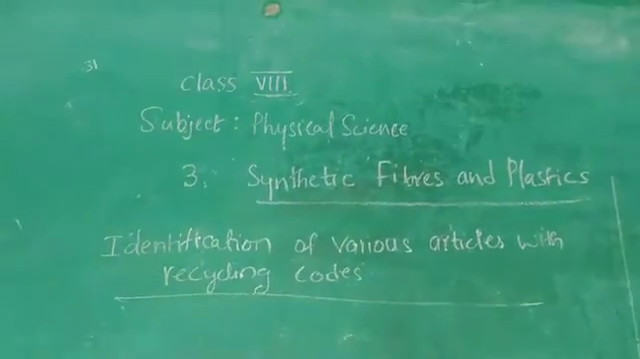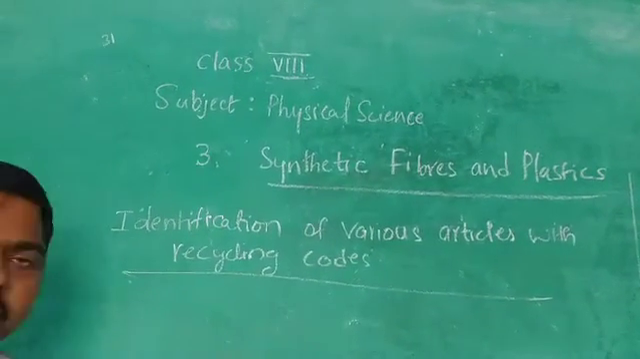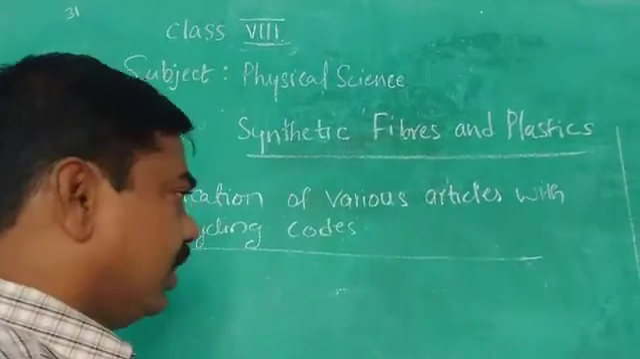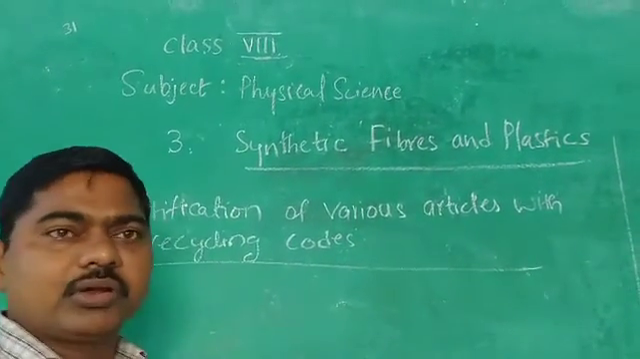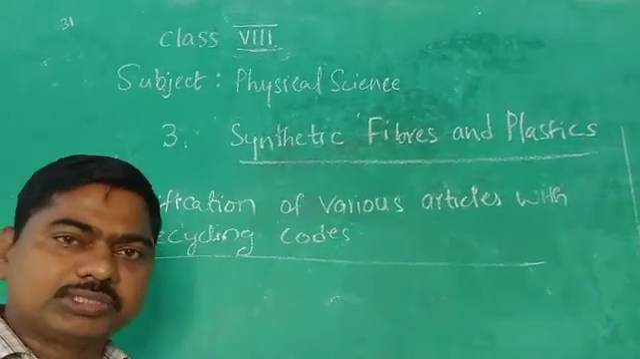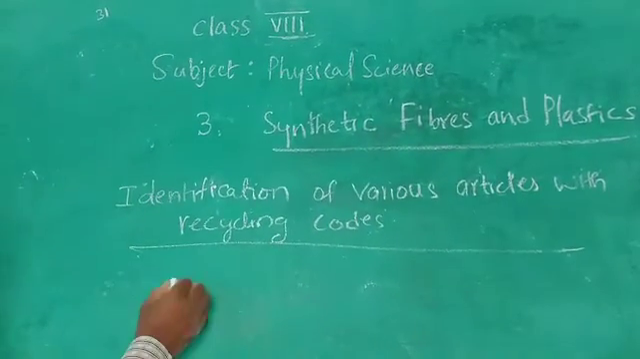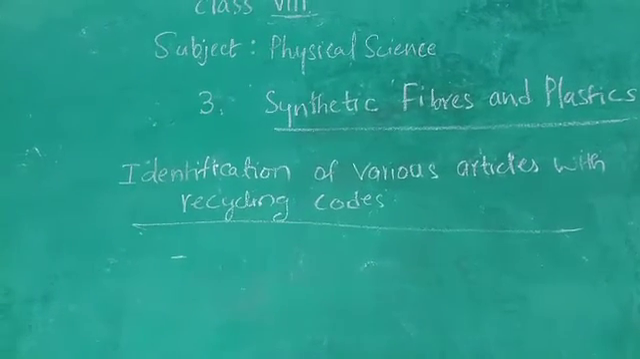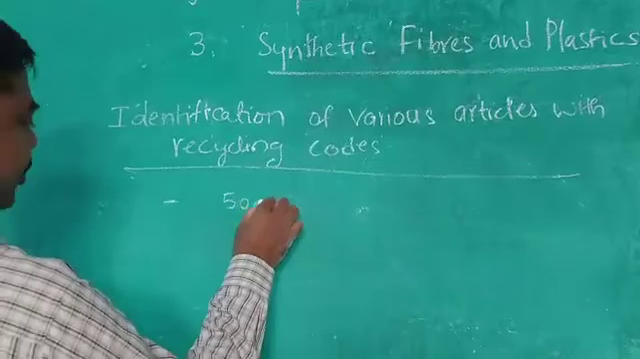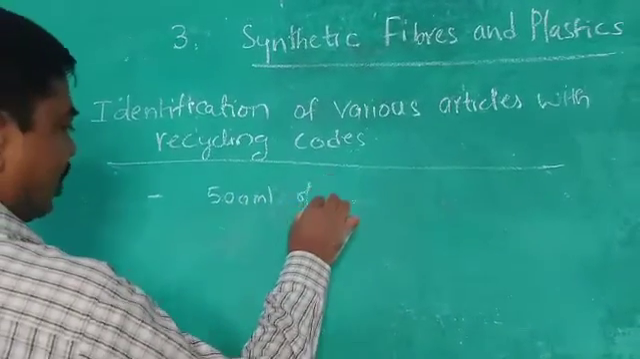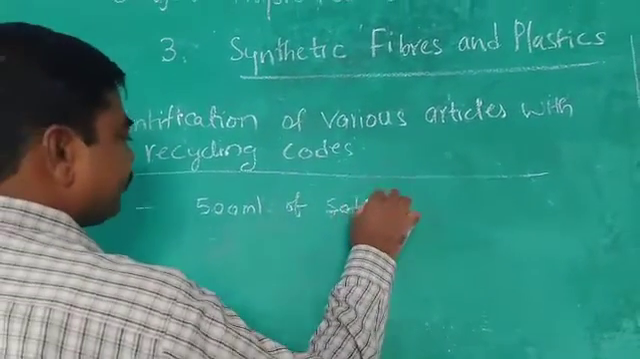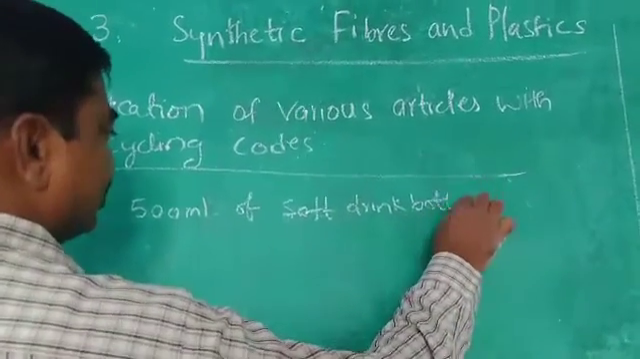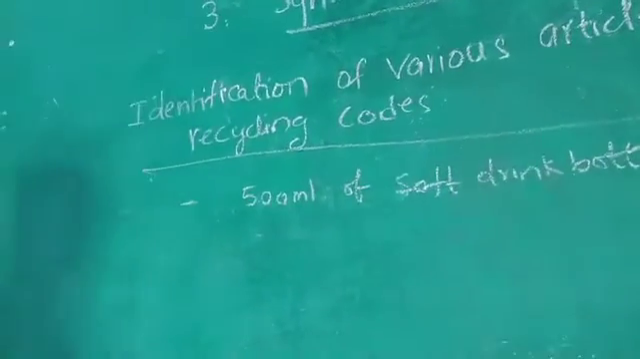Around us, you collect the information about soft drink bottles. The code will be on the side or the bottom of the bottles. You collect the bottles as I am saying, and go and see each one of the soft drink bottles. 500 ml soft drink bottles. Collect them and write that information.